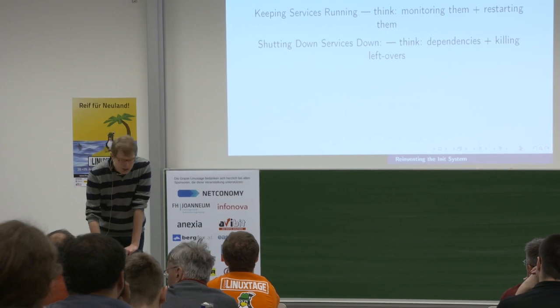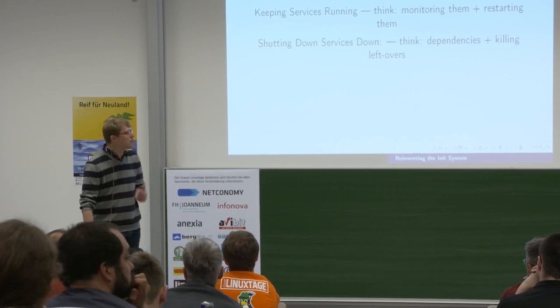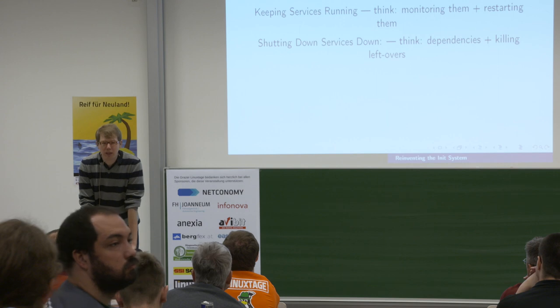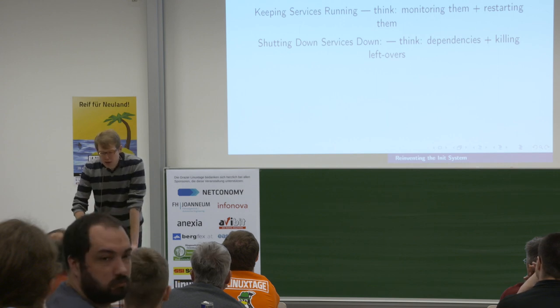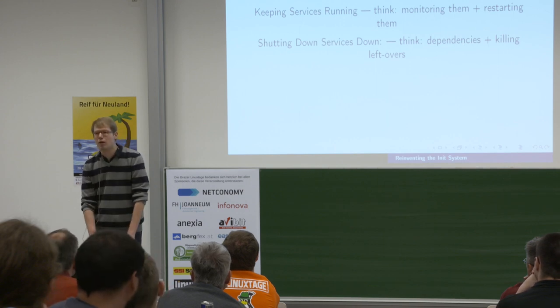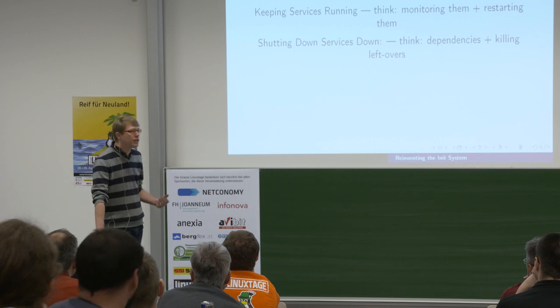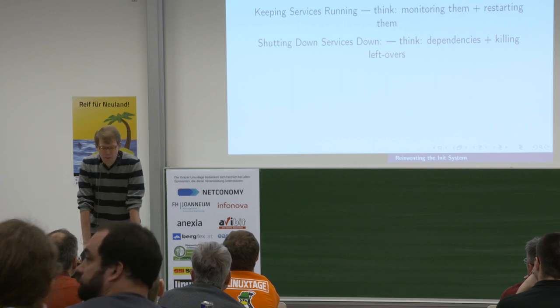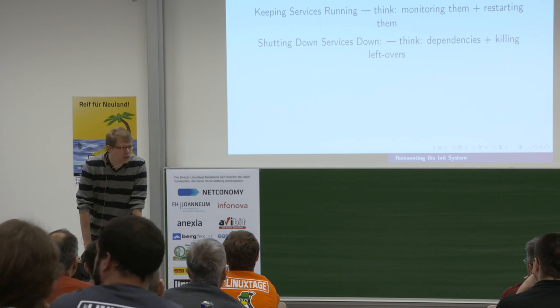Especially in System V Init, it didn't really do this job properly. What it did, you forked off a service, and then when you wanted to shut it down, you asked the service politely to go away. And then the service would implement that as good or bad as it wanted to, right?